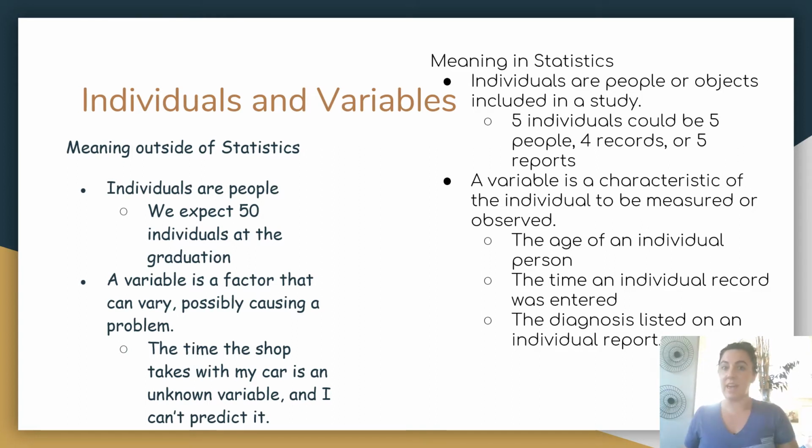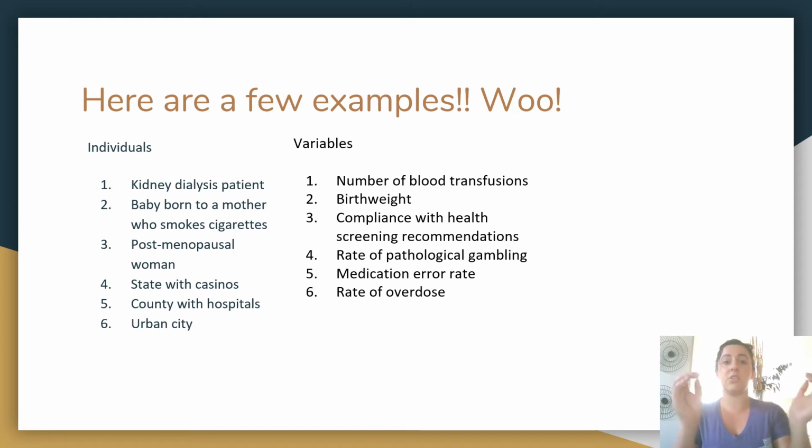Some examples of that could be the age of an individual person. So you're going to measure the age of that person. Or the time an individual record was entered. That's something you measured, or I guess you can observe it. Or the diagnosis that's listed on an individual report. So those are variables within the scope of statistics. I hope that makes sense.